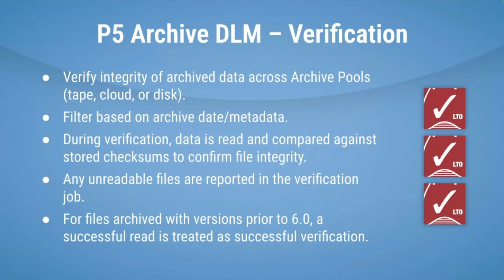During the verification, what we're going to do is read all the blocks off the tape, recalculate checksums or hashes, and confirm that those match the ones that we stored on the day that we originally wrote the tape. So any unreadable files are going to be reported back via the verification job log, and files that you archived with versions prior to 6.0, which is going back some years, will not have checksums stored on the tape, but we will read the blocks and verify the tape by ensuring that we could read the data, which means that we could have restored that data.